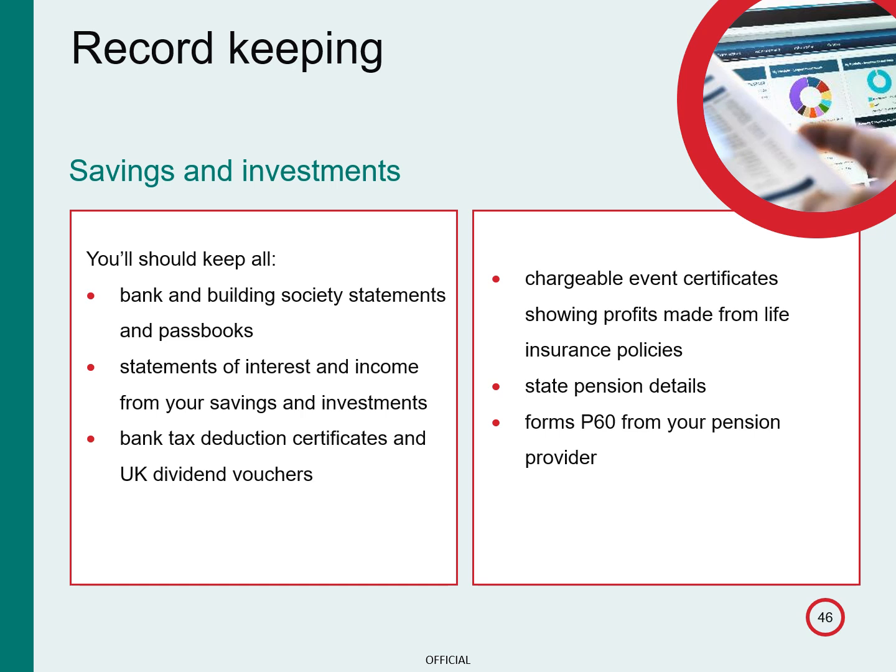For savings and investments, you should keep, for example, bank and building society statements and passbooks, statements of interest and income from your savings and investments, bank tax deduction certificates and UK dividend vouchers, chargeable event certificates showing profits made from life insurance policies, state pension details, and forms P60 from your pension provider.